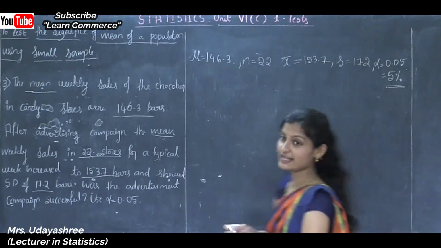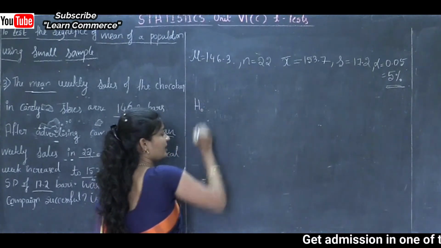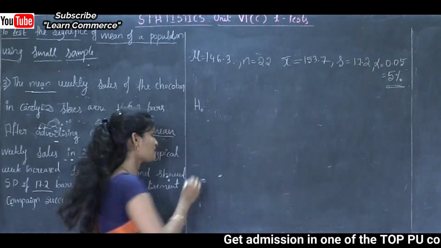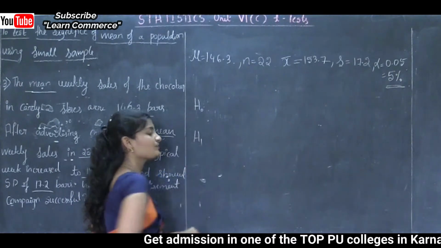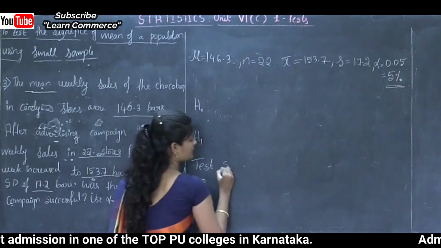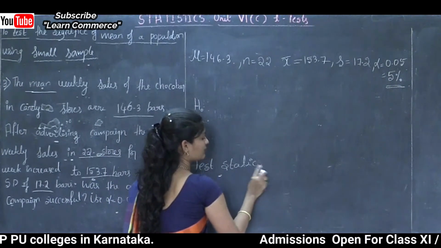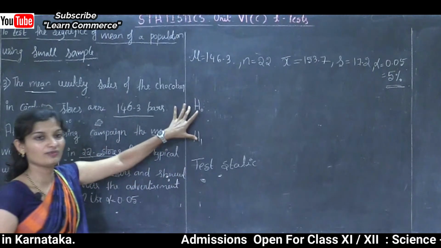And next, let's see the test procedure. Step 1 is setting up the null hypothesis, step 2 is setting up the alternative hypothesis, and step 3 is the test statistic. Now let's see step 1 and step 2.